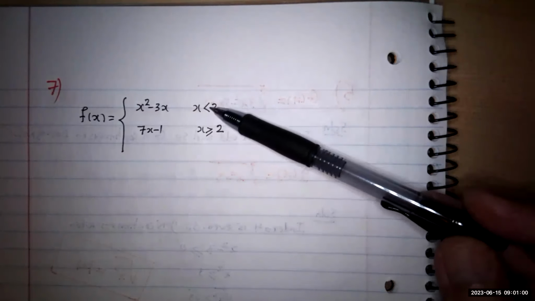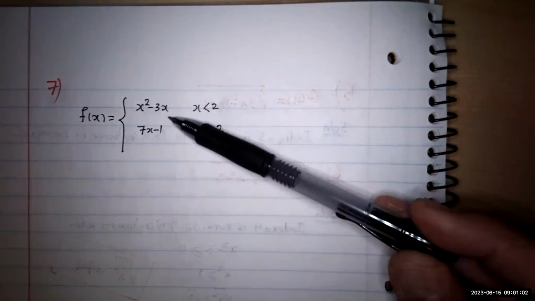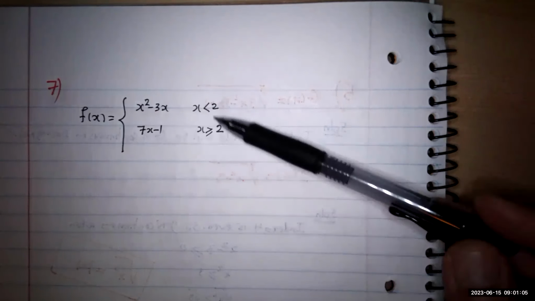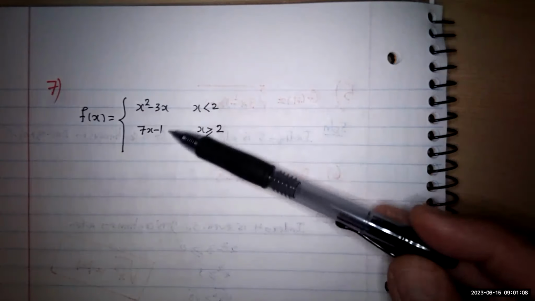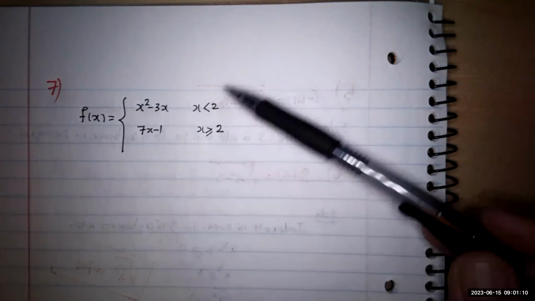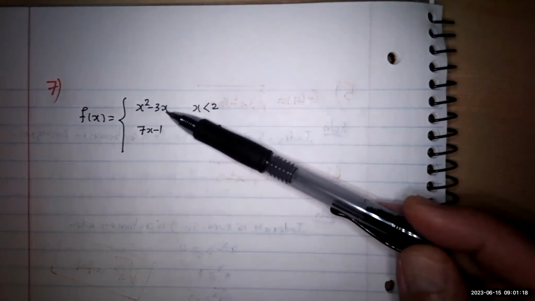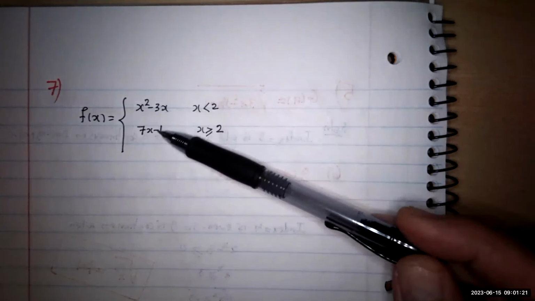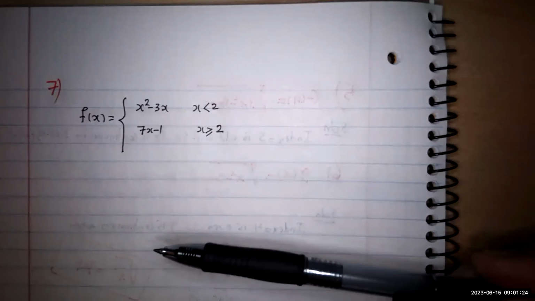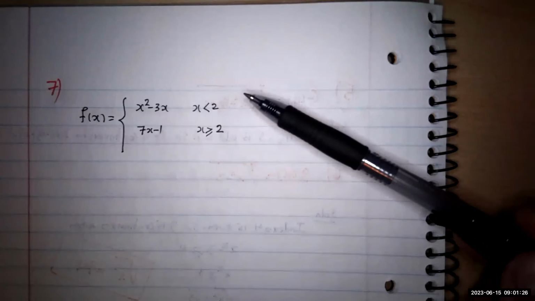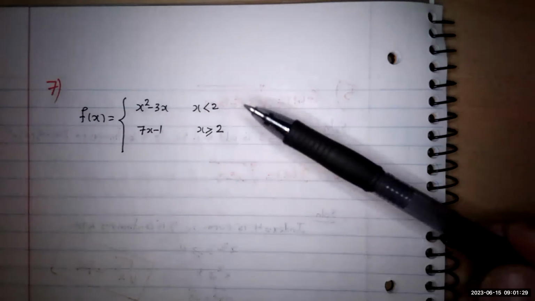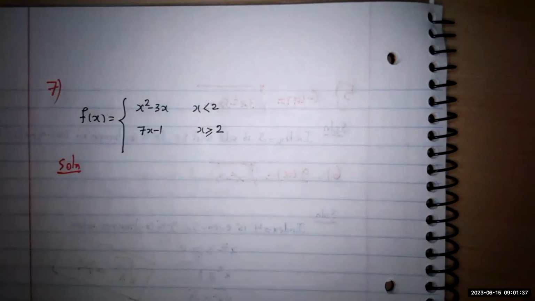Because if you go a little bit less than 2, your function would be x squared minus 3x. A little bit more, 7x minus 1. So you have 2 different cases. For the other part, you have nothing to worry about. If you forget about the 2, the function x squared minus 3x is a polynomial, so it is continuous. 7x minus 1 is a polynomial, so it is continuous. So we have nothing to worry about when x is not equal to 2. So we can start with this solution. It's true for everything else in this course.